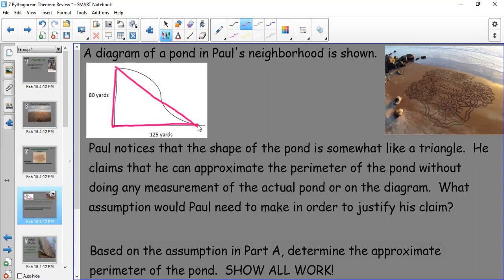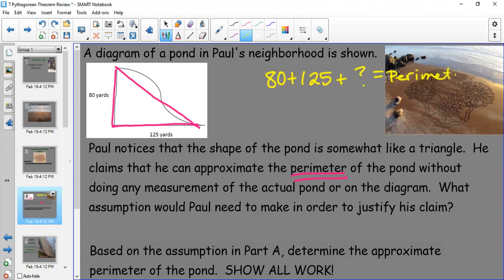He claims that he can approximate the perimeter of the pond, keyword here is perimeter, without doing any measurement of the actual pond or on the diagram. What assumption would Paul need to make in order to justify his claim? All right, so if he wants to find the perimeter, we have to add up all the sides. So we need to take 80 plus 125 plus something to figure out the perimeter.